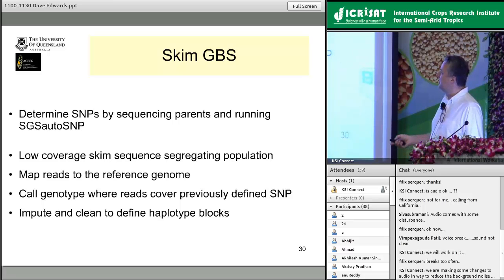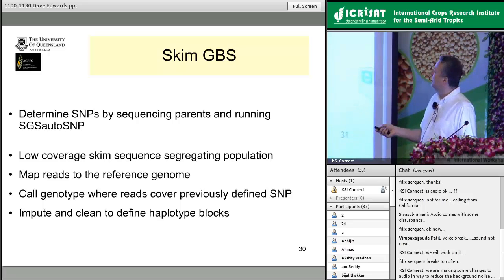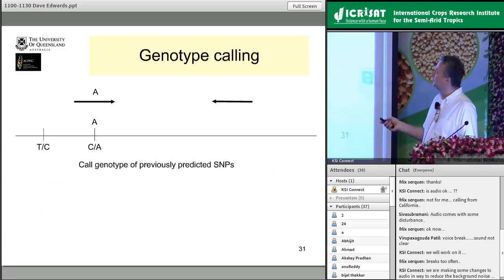Once we've done that, we can impute missing data and clean to define haplotype blocks. This is what it looks like graphically. We first identify the SNPs in the parents, and then we take reads from the segregating population. Here we know there's a C/A SNP at this position. Here the read says that's an A position. So we know in the individual from this that this genotype is an A, and we just do that across the whole genome.